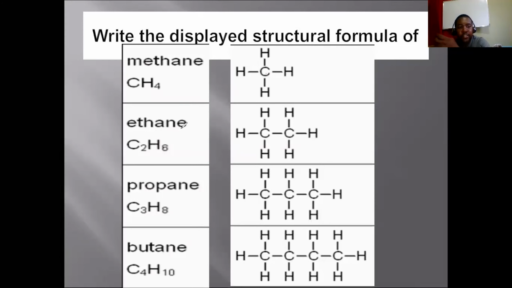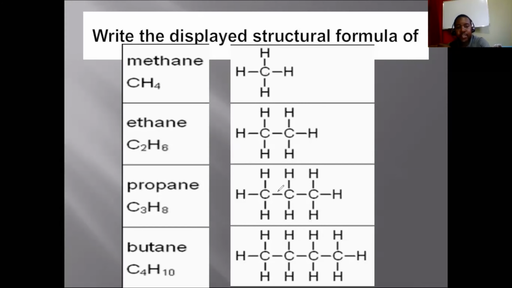It's an ane, so that's an alkane. So we have 6 hydrogens present. So we have 2 carbons with a single bond between because it's an alkane. And then for each, we fill out the other remaining bonds with hydrogen. We have propane, C3H8 because prop is 3, right?